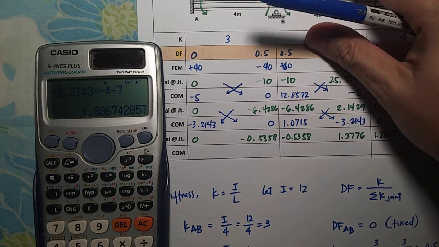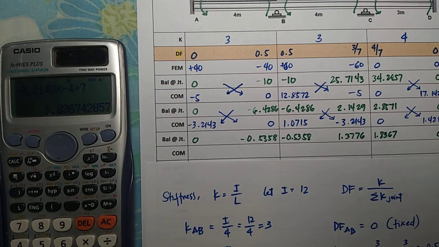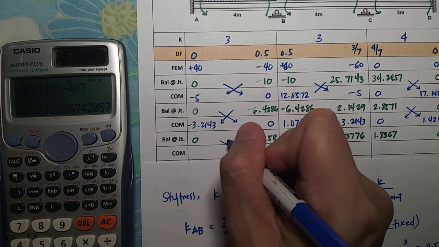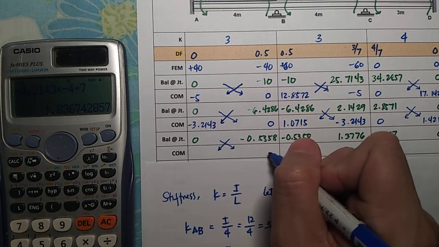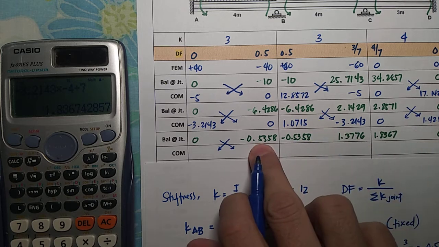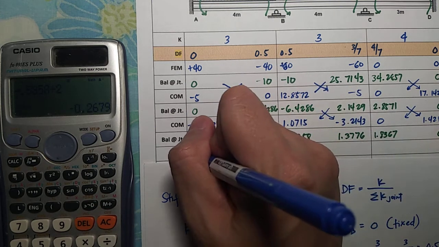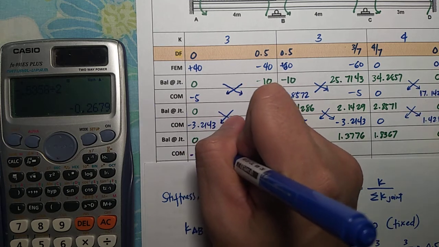Okay, so next, let's solve for the COM, or the carryover moment. So how do we do that? Cross lang, no? Then get the 1/2. So 0, 1/2, 0. This negative 0.5358 divided by 2. So we got negative 0.2679.